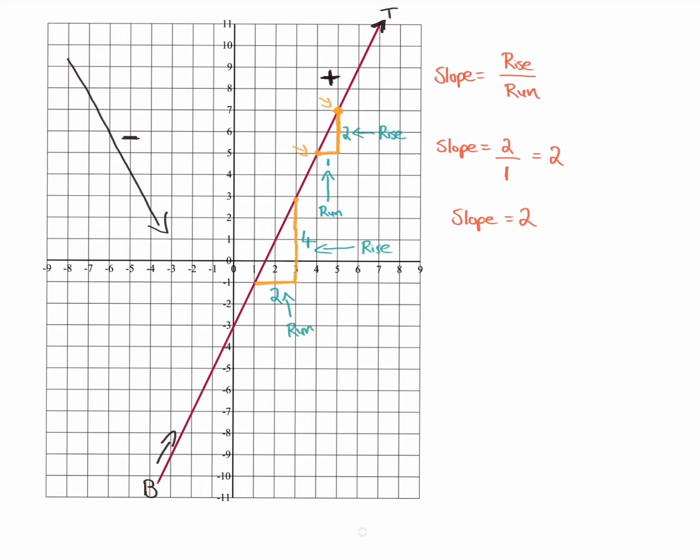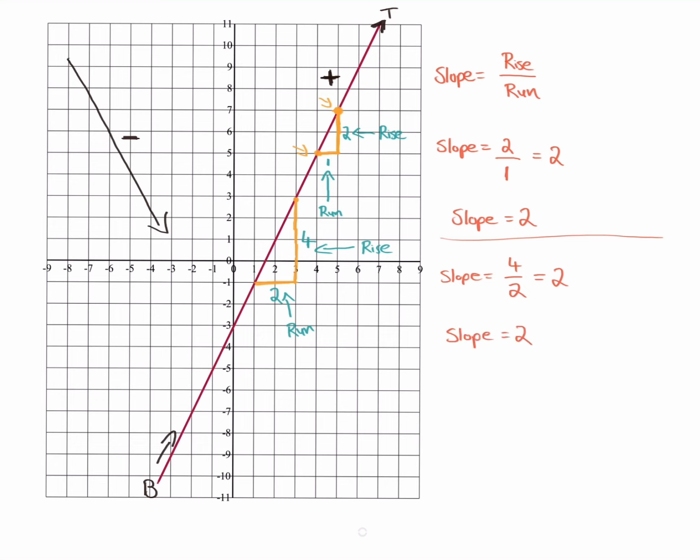Okay, so let's do this sum. The slope equals the rise over the run. The rise is 4, the run is 2. Now this is a fraction, and we can divide 4 by 2. 4 divided by 2 is 2. So that means that the slope is 2.